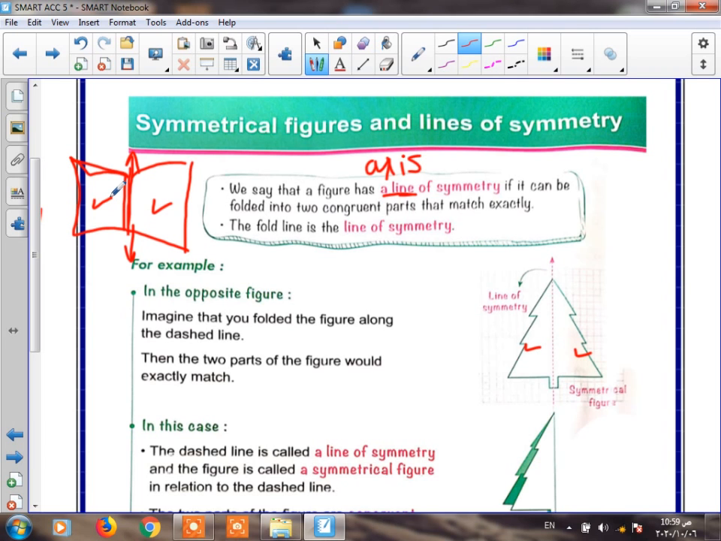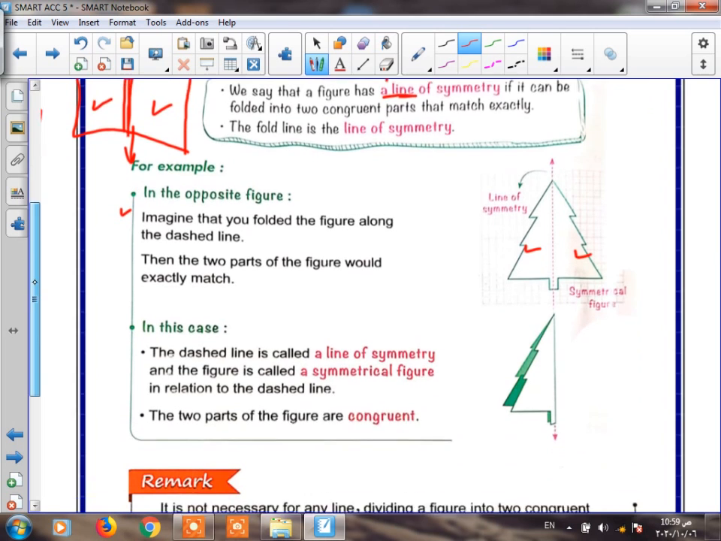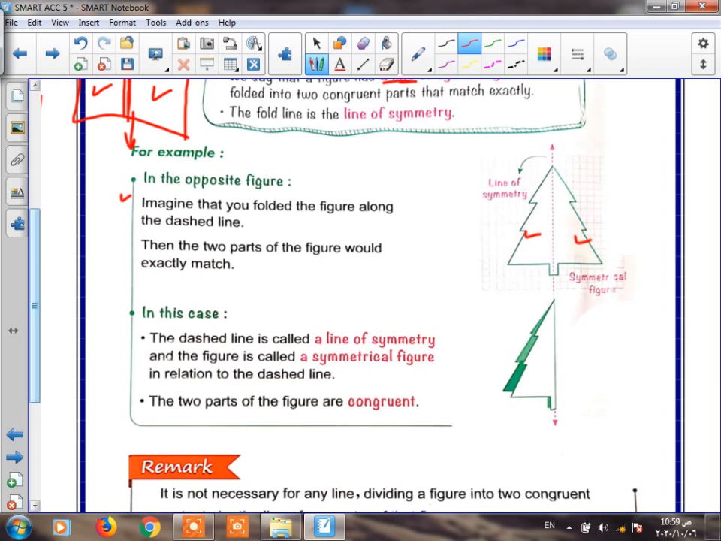Here, imagine that you fold along the dashed line, then the two parts of the figure would exactly match. Both of them have the same figure. In this case the dashed line is called a line of symmetry and the figure is called a symmetrical figure in relation to the dashed line, then the two parts of the figure are congruent. So if I have a line of symmetry, that means when I fold these two parts over each other, like the book when you open it and close it, these two parts are congruent.